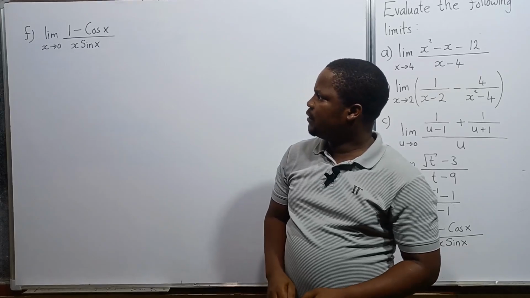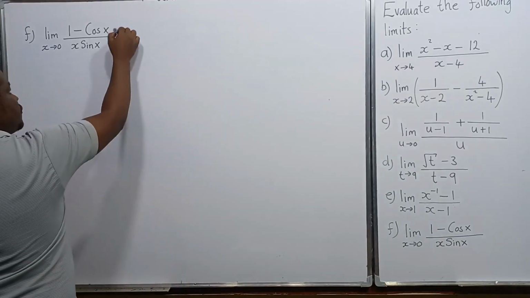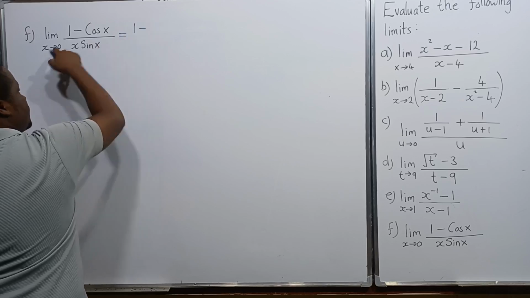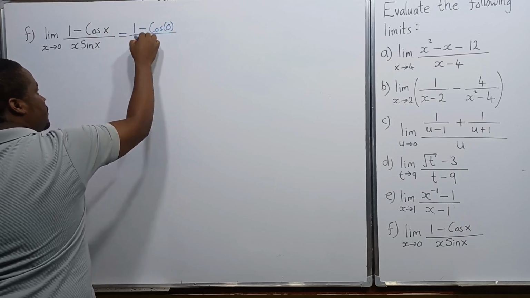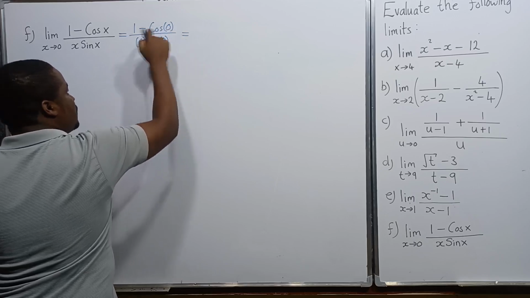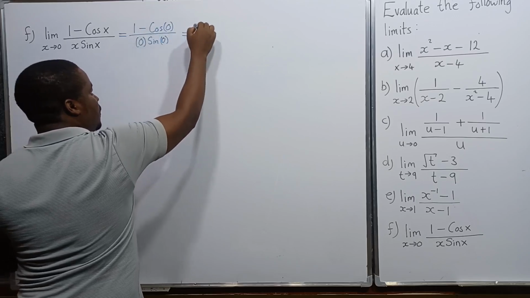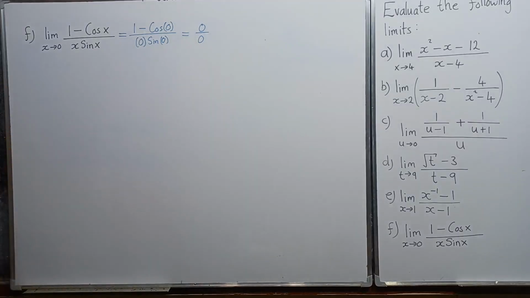Okay, so this is our last question, question F. For this one, we cannot factorize. So instead, we can just go ahead and replace x with a 0. So we get this divided by 0 sine 0. Cos 0 is 1, so that is 1 minus 1, which is 0, giving us 0 over 0. So 0 over 0 is indeterminate, meaning that we have to use L'Hopital's rule.